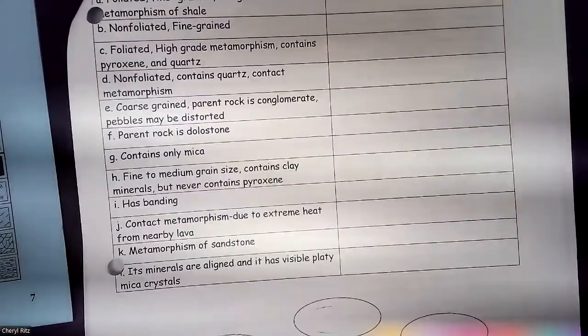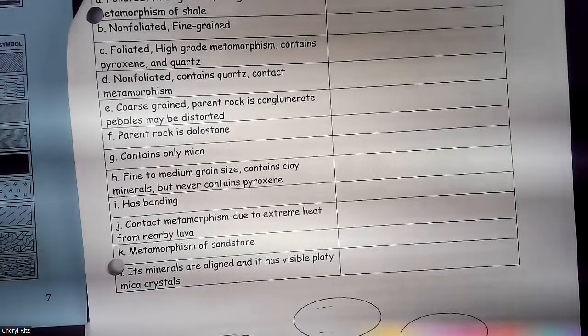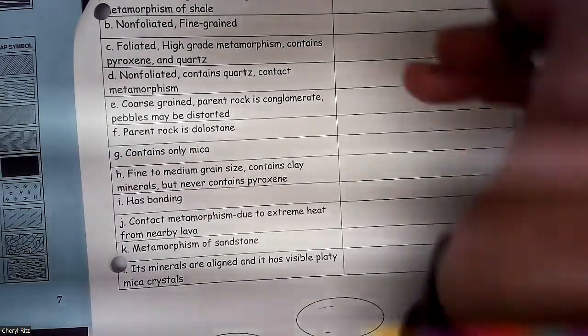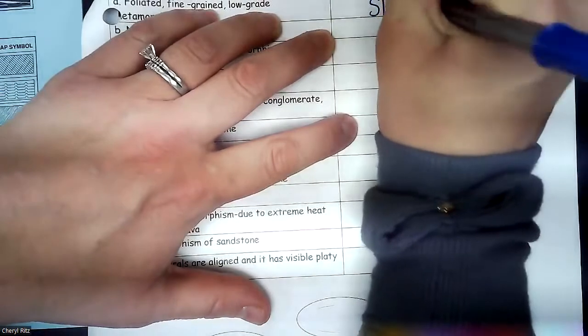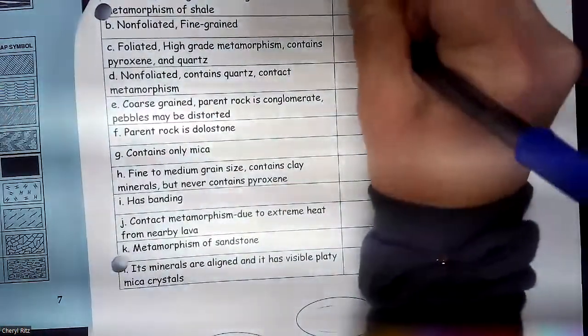Name the metamorphic rock that is foliated, fine grain, low grade metamorphism of shale? That's slate. I told you could skip this one.